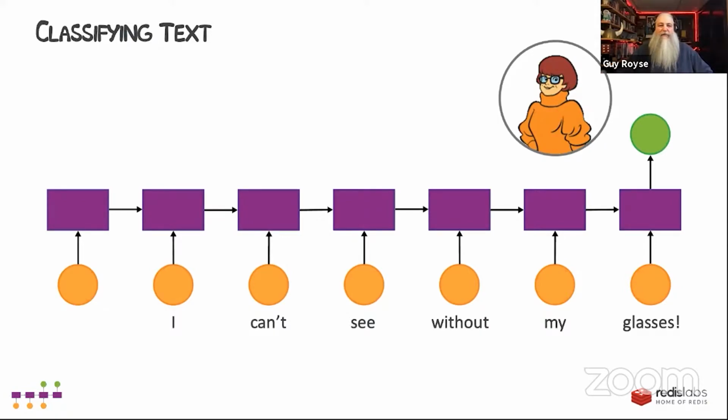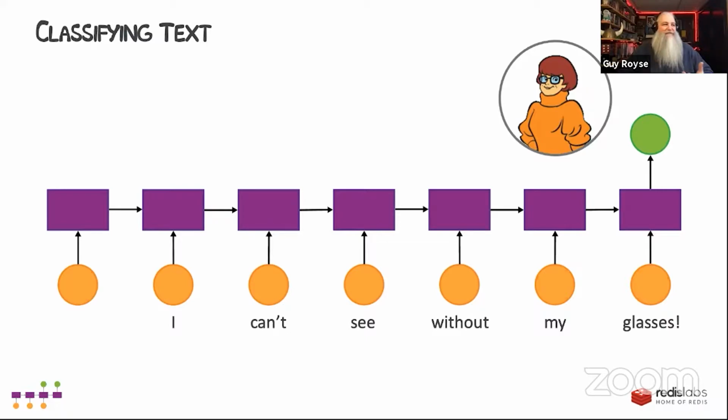We made this one a little bit bigger. We've got 7 elements in it: 1, 2, 3, 4, 5, 6, 7. My real one is a lot bigger than this. But here we've got, I can't see without my glasses. Velma was supposed to come in and be animated, but I messed that up. I've got to fix my slide. But we can take this text, run it through the neural network, and it would tell us Velma.